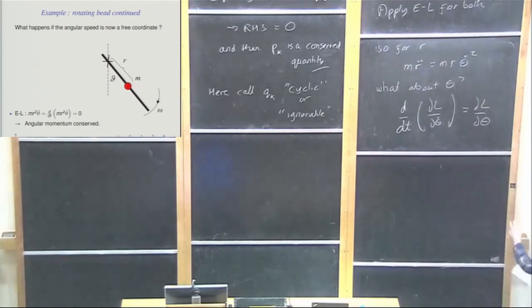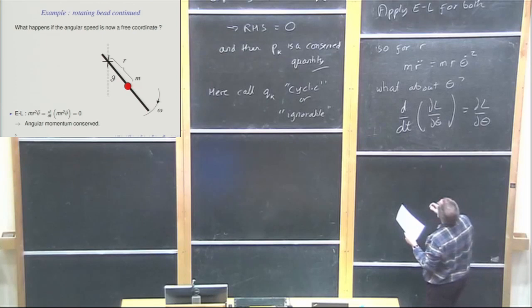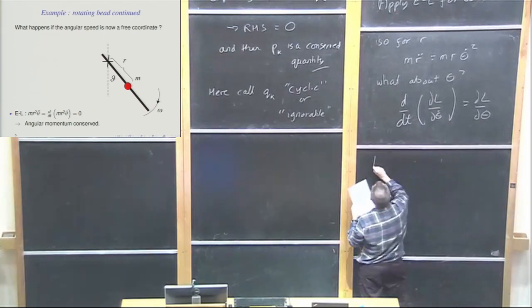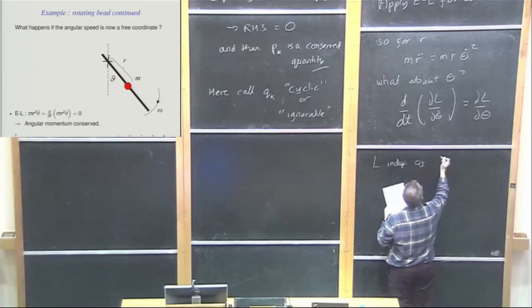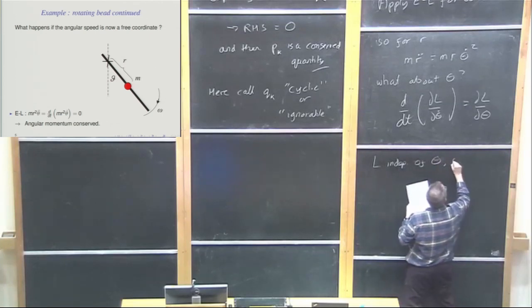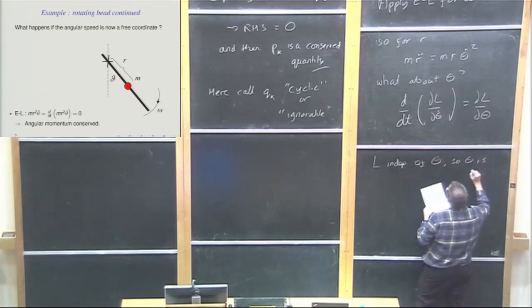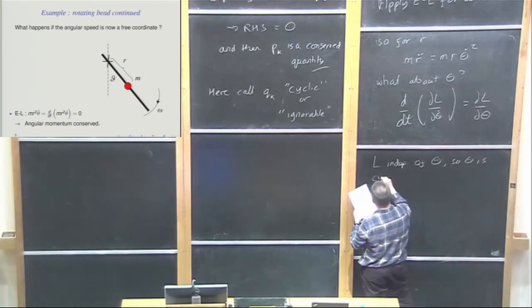Now, if you actually look at the form for this Lagrangian, you see it depends on theta dot, but not on theta. Okay, so L is independent of theta, so theta is cyclic.